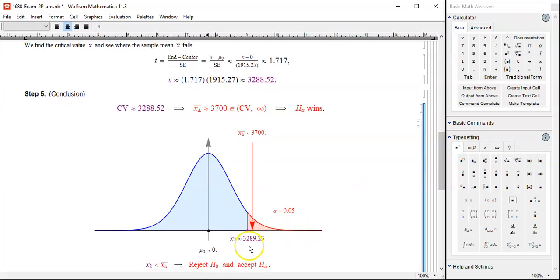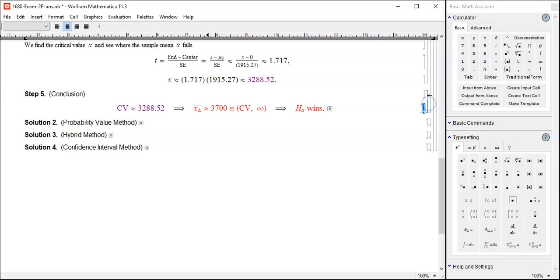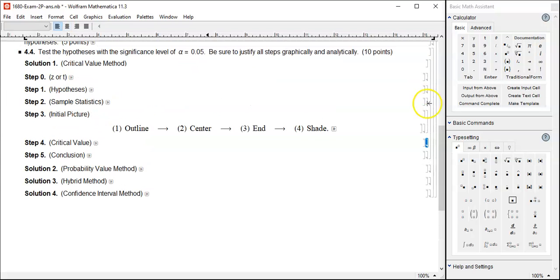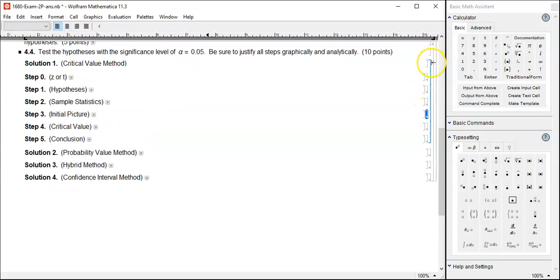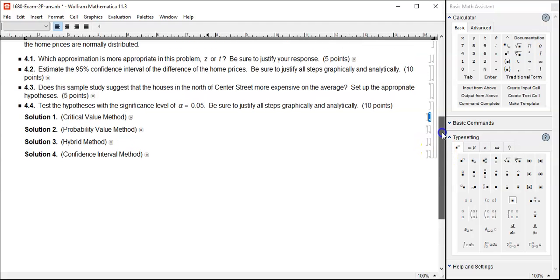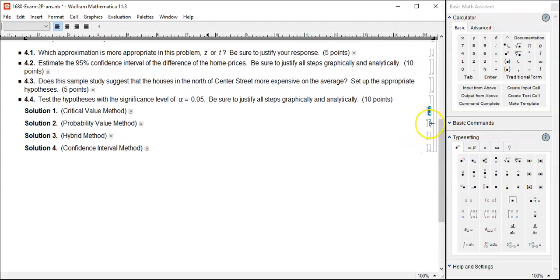Okay. Once you find the critical value, it's easy. Too far away, null loses. Close enough, null wins. Okay, that was the critical value approach. Students usually do best this way.